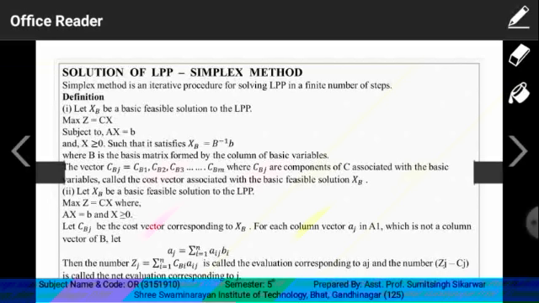Another definition is, let XB be a basic feasible solution of an LPP in a maximization problem of Z equal to Cx, where Ax is equal to b and x is always greater than or equal to 0.